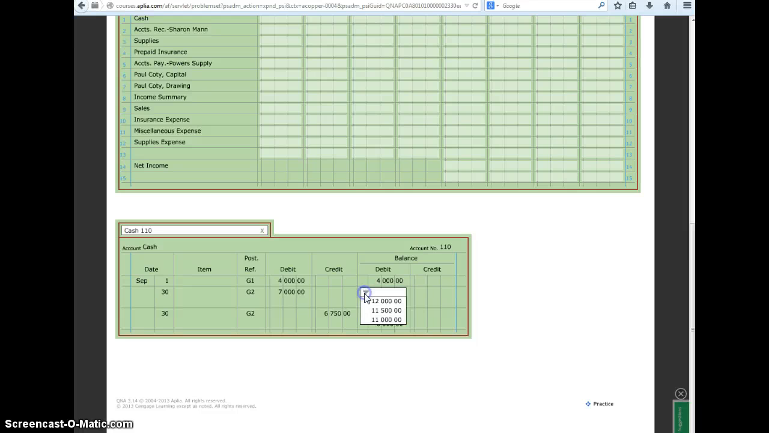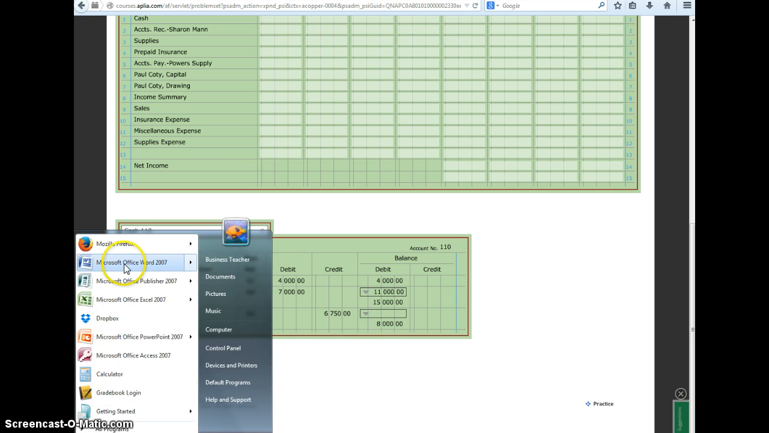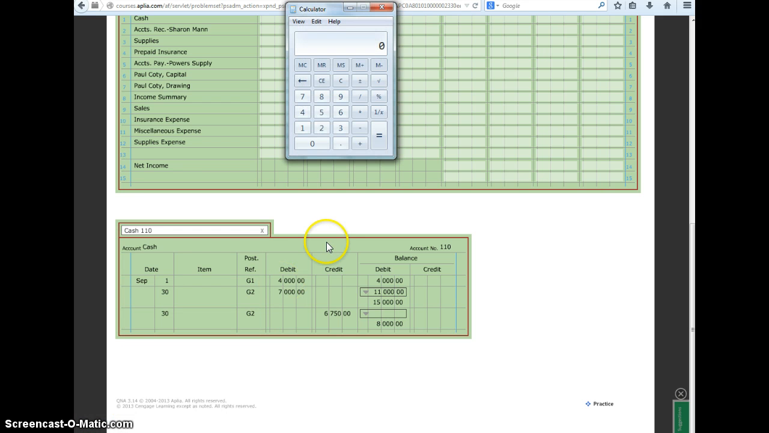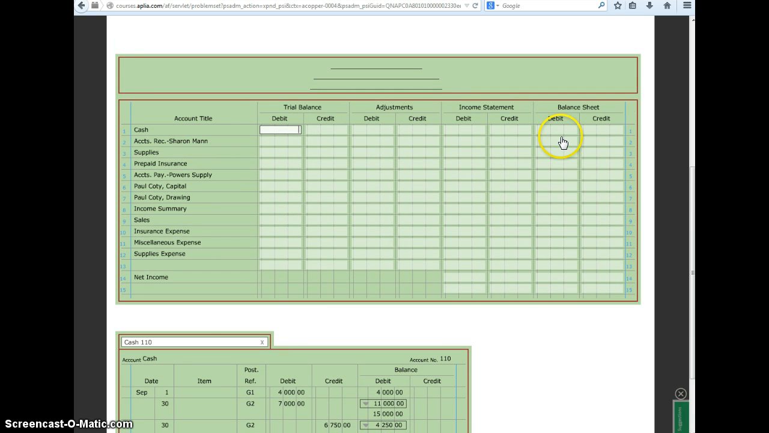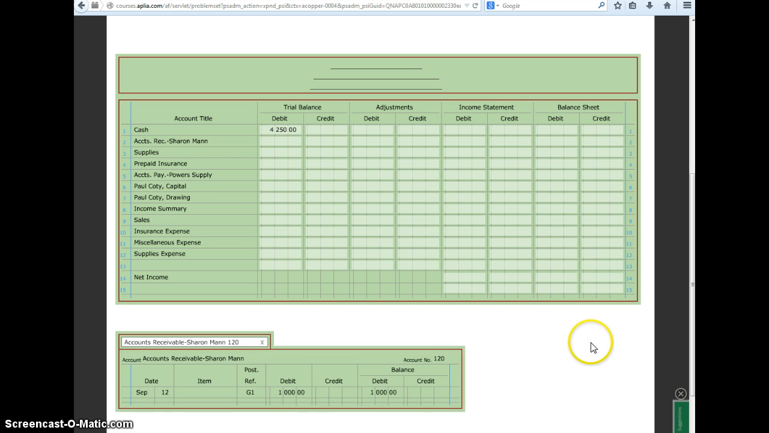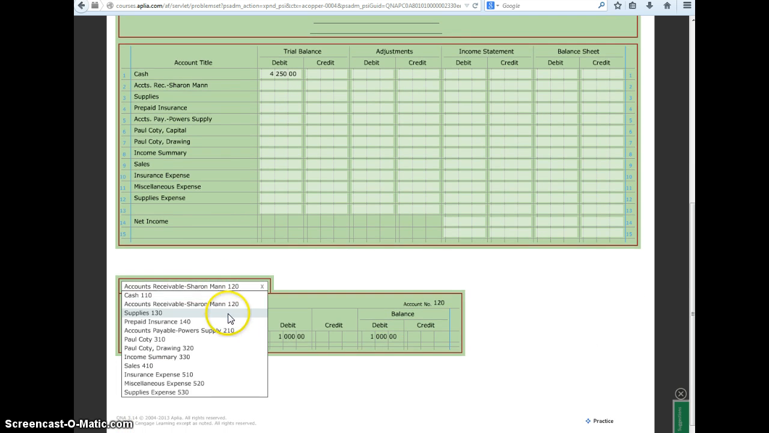So 4,000 plus 7,000 we know is 11,000, not 15,000. So then you'd have to take your 11,000 minus your 67.50, which would be, sorry, I cannot do math in my head tonight, 42.50. So we change it right there. That would be the correct answer. That's what we're going to put up here in our trial balance. So you want to go through each and every account and make sure everything's correct.